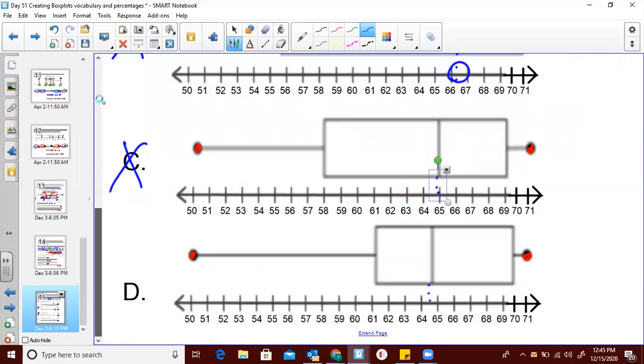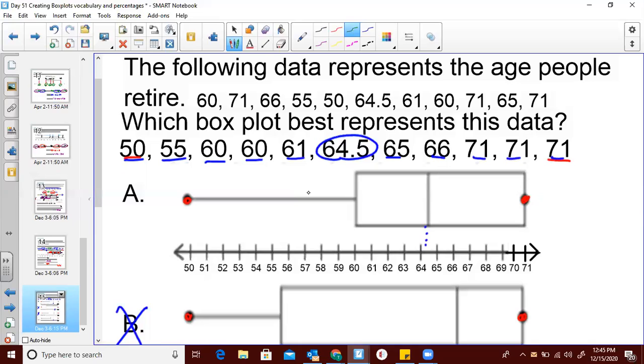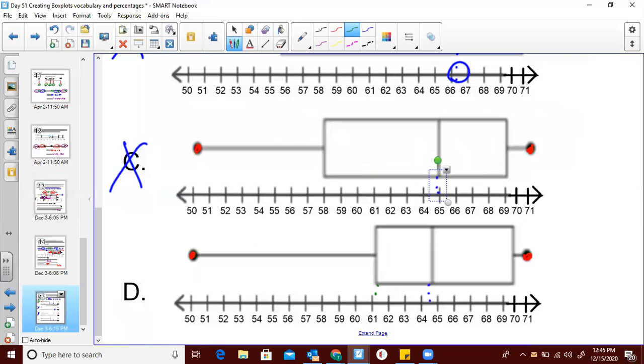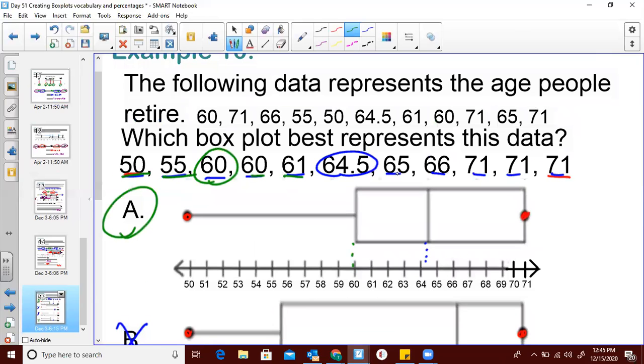So let's look for our lower quartile. Remember, because we have one number for our median, we're not going to use it. Left, right, and it looks like our lower quartile is 60. So it looks like A is our answer. And let's just double check. Definitely is. Just for the practice, let's do our upper quartile, left, right, which is 71. And you can see that our upper quartile is in fact 71.